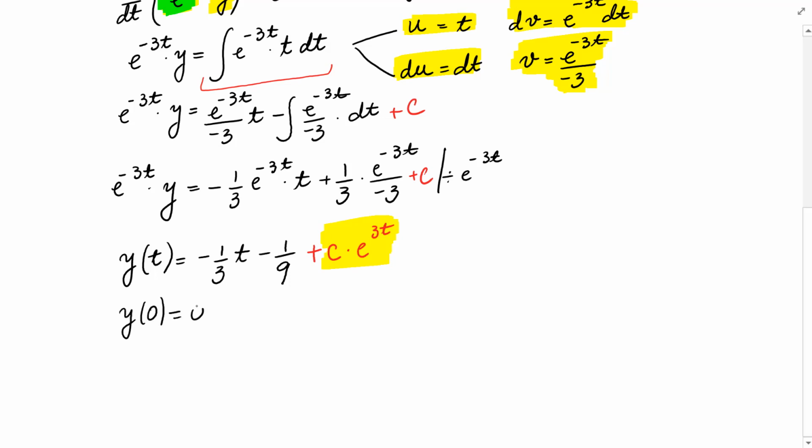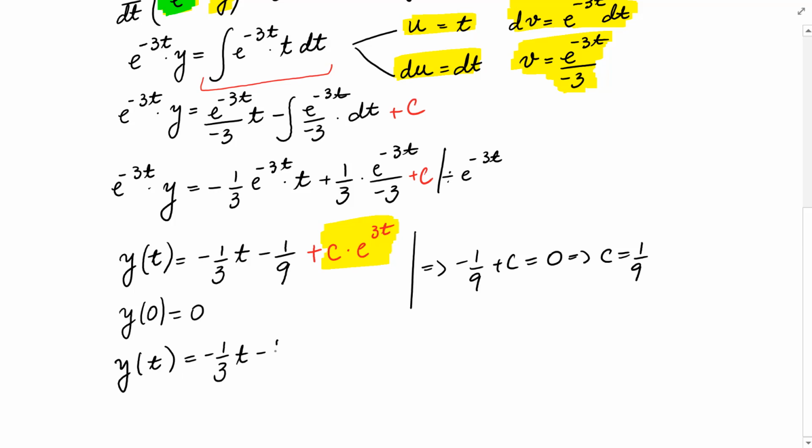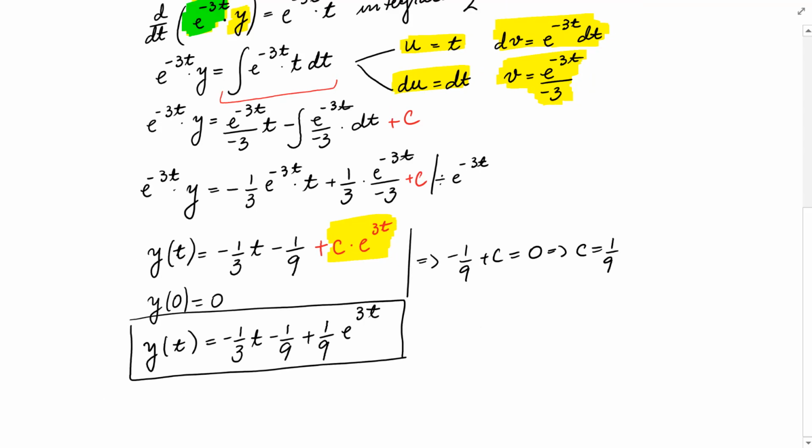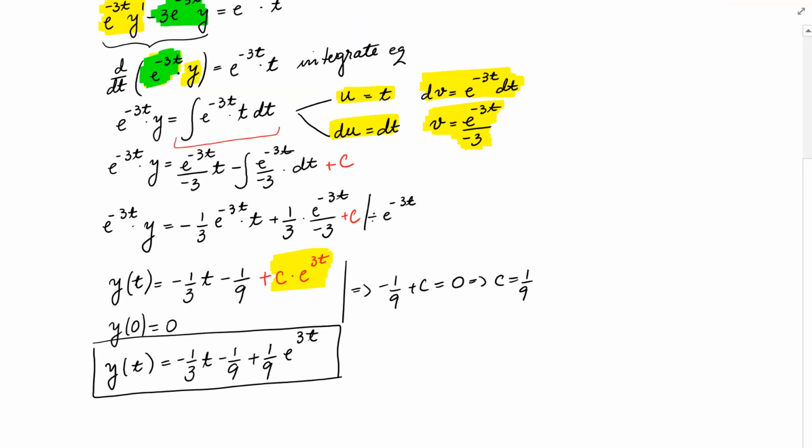But we had an initial value problem. y of 0 was equal to 0. So then we get negative 1 over 9 plus c equals 0, which means c is 1 over 9. So the final answer for y of t would be equal to negative 1 over 3 t minus 1 over 9 plus 1 over 9 e to 3t. So this is the solution to the linear non-homogeneous differential equation. And this is just method 1.